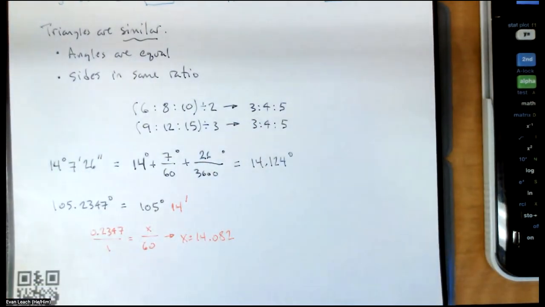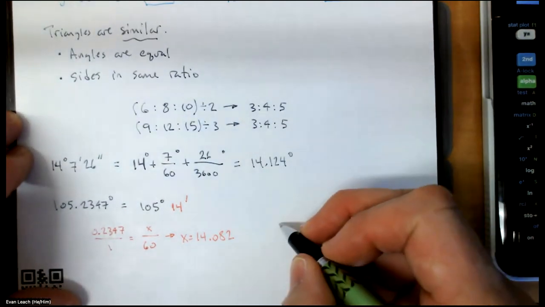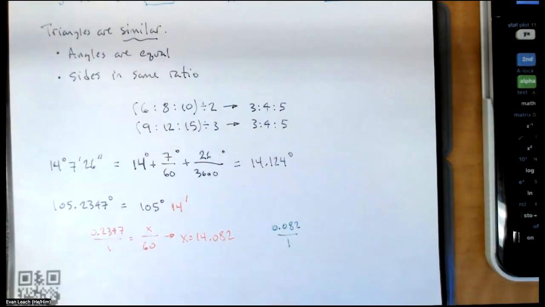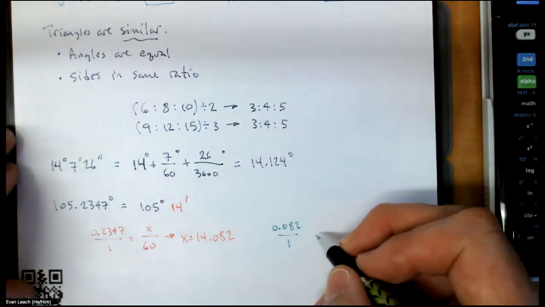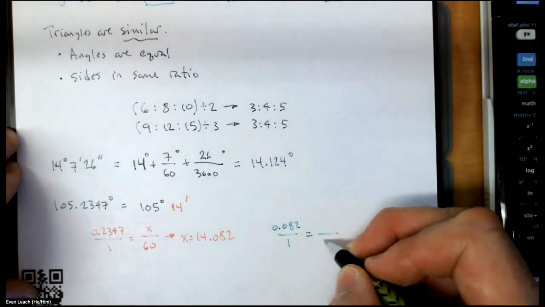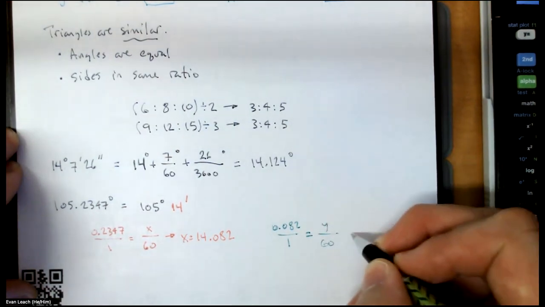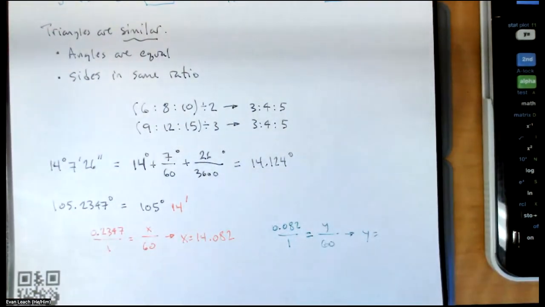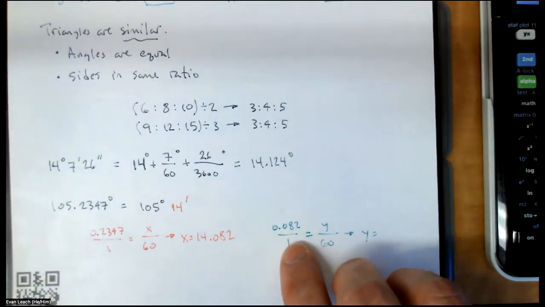That 0.082 is 0.082 minutes. I want to convert that into seconds. It's 0.082 over 1. I want to convert it into seconds. I just want to make the denominator 60. I'm only going to use 60 and not 3,600 because it's 0.082 minutes, not 0.082 degrees. So I'm going to multiply the 0.082 by 60.